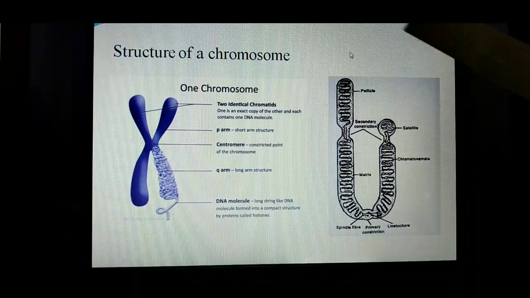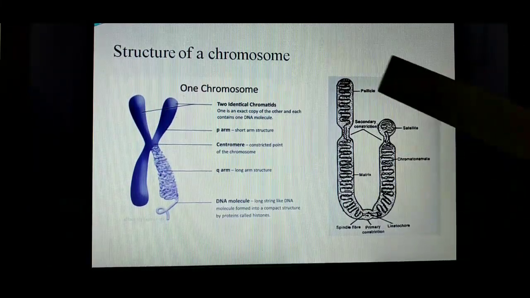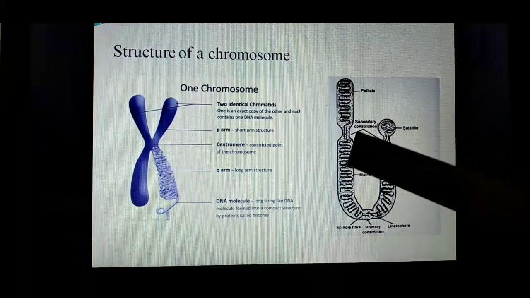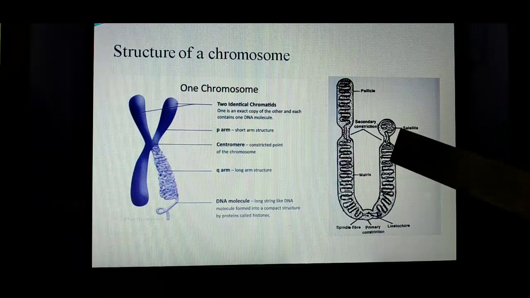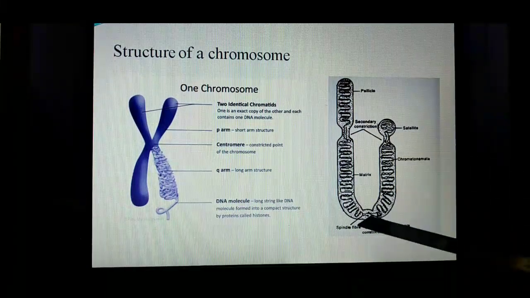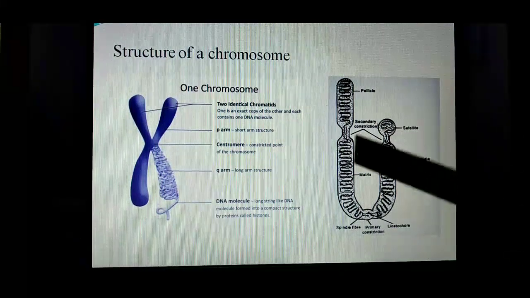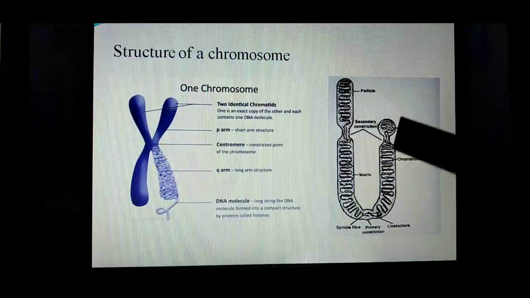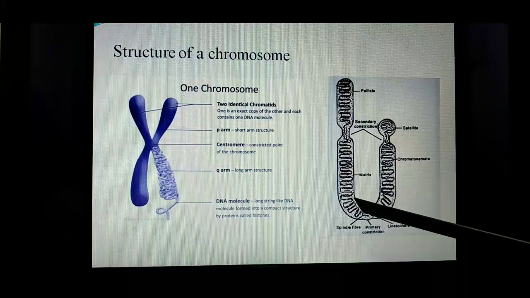Structure of chromosome. These chromosomes are long, thin and thread-like structures. A chromosome consists of a double-stranded structure. Two identical strands are there. These identical strands are joined at a particular position. This is called the centromere. These two strands are called chromatids. These two chromatids meet at a particular point, that is called the centromere.